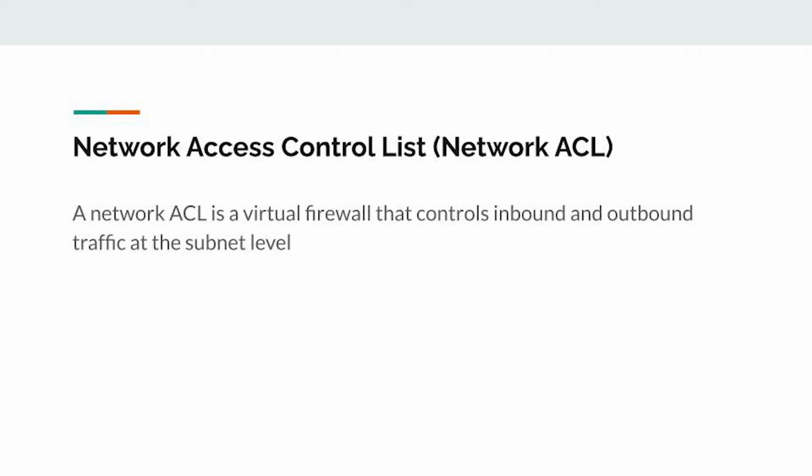A special feature of network ACL is that it has an explicit deny rule, which allows you to explicitly deny traffic. Another important thing is that network ACL packet filtering is stateless. This means both inbound and outbound traffic is checked independently. For example, if the traffic is allowed in, it is not automatically allowed out.